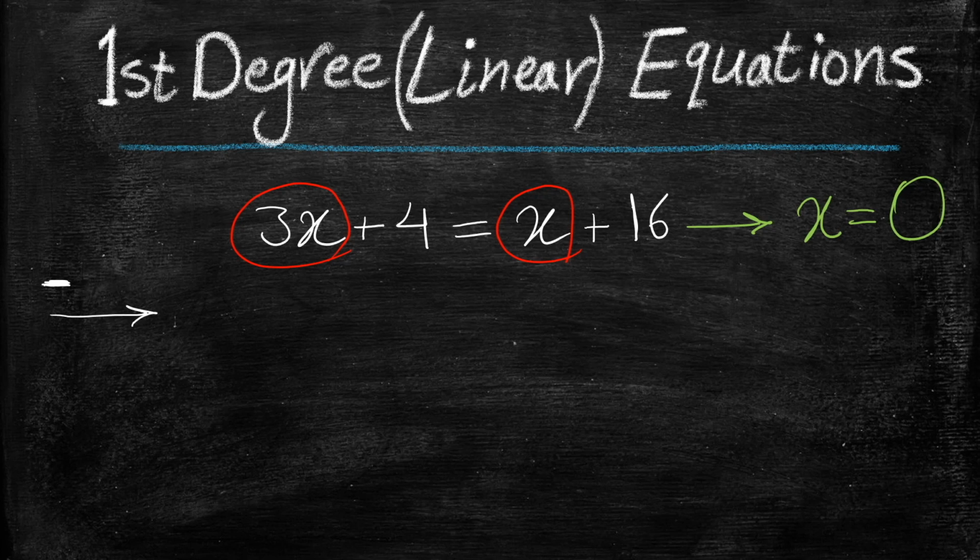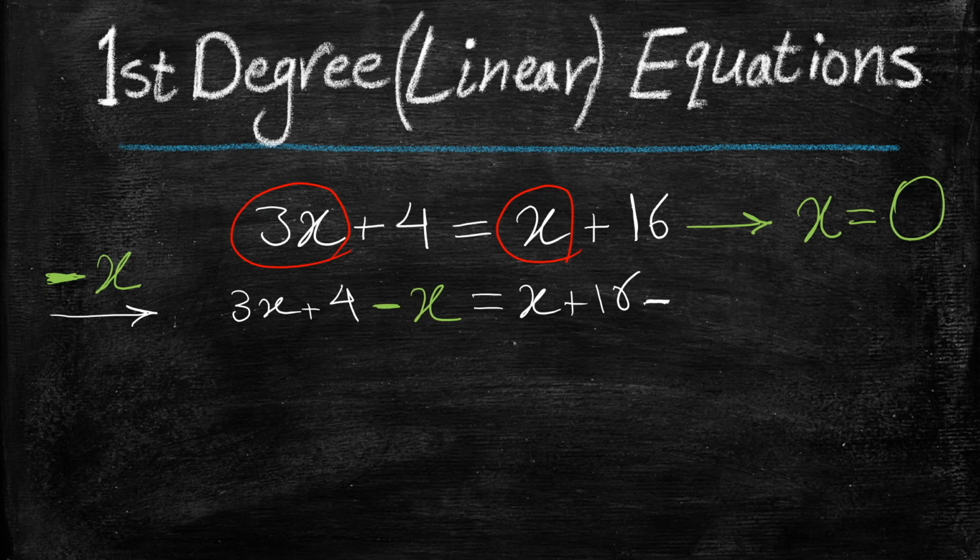So let me actually color code it so it's easier to understand. I'm going to subtract both sides by x. So the left hand side is 3x plus 4. I'm going to subtract an x from it, equals the right hand side, x plus 16. I'm going to subtract x, choosing green, x from it. Why did I do that? So that the x on the right hand side gets cancelled. You will see in a second.